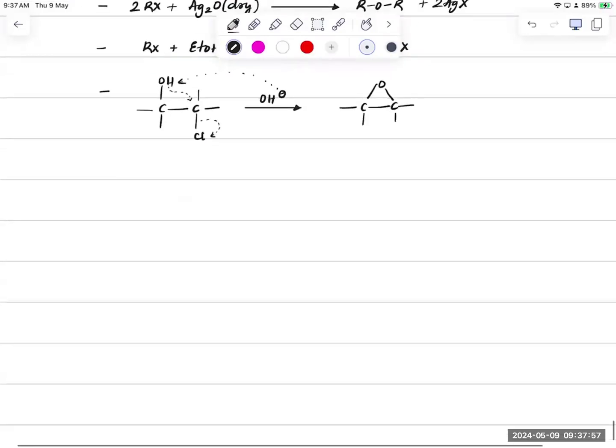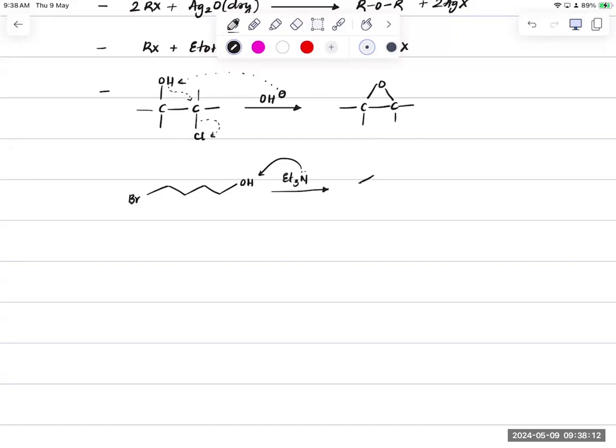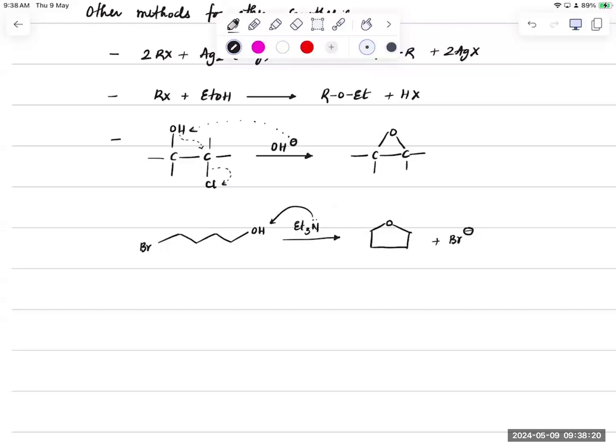Okay. Another reaction which you can notice is this one, where we have OH here, Br here, and if you treat that with Et3N, this is the base. This base will extract the proton. So we will get a 5-membered ring like this with Br minus coming out. Right? That is also a cyclic ether. So cyclic ether can be made this way.